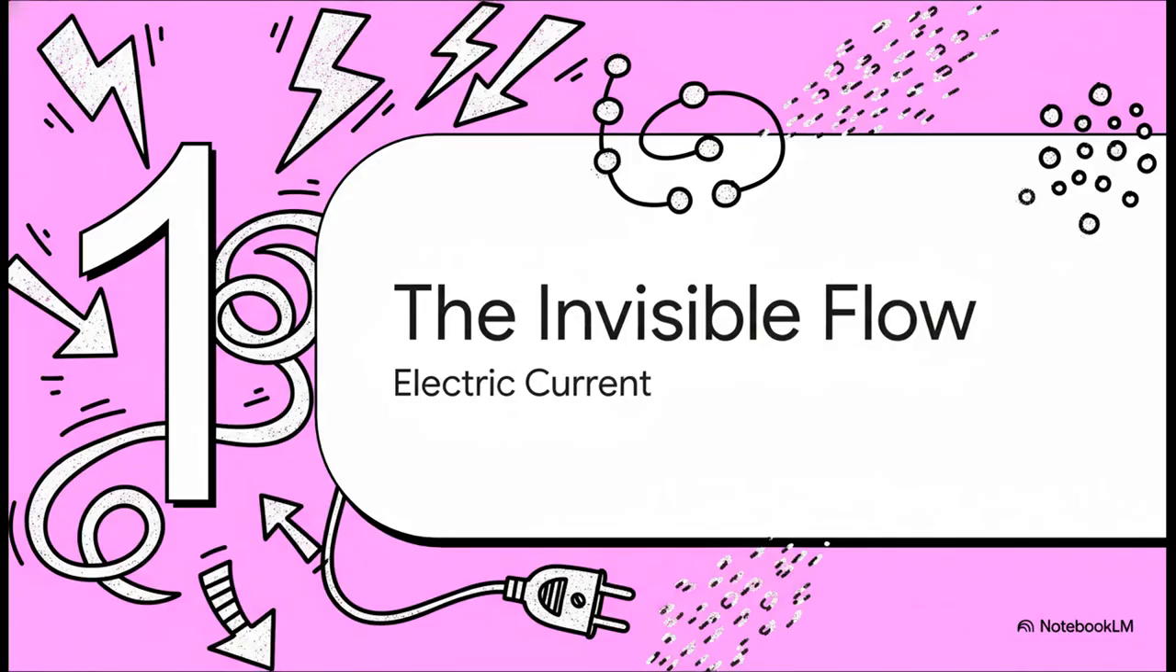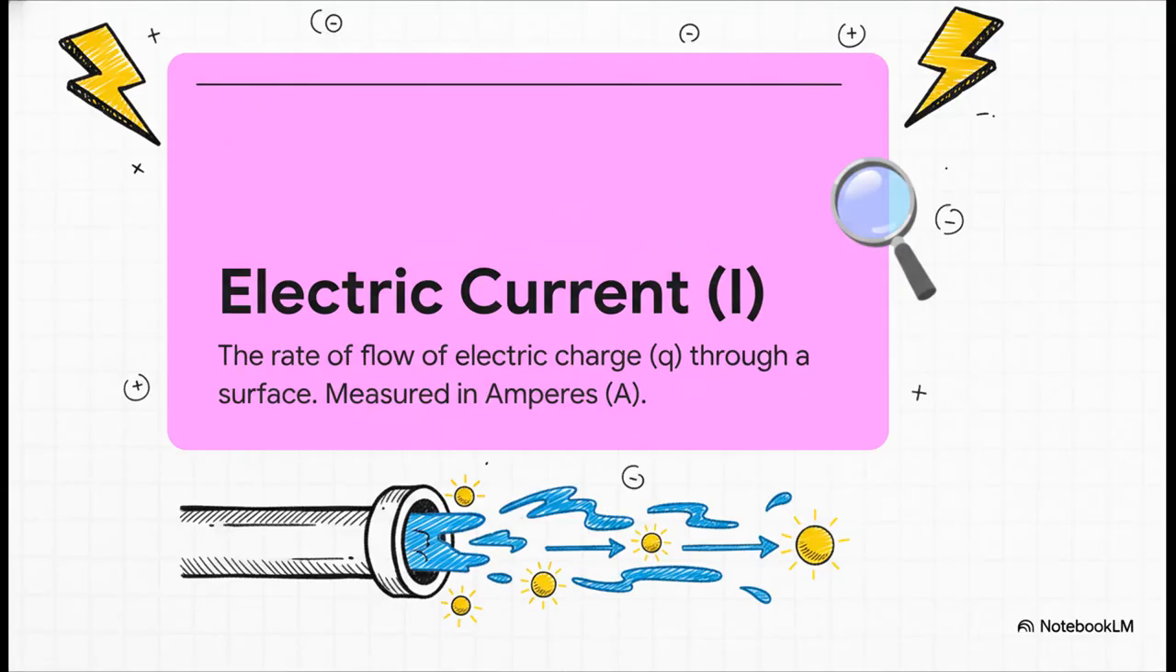So, to get started, we first have to wrap our heads around the idea of flow. In the world of electricity, this isn't just any flow, it has a very specific name. And that name is electric current. Honestly, the best way to picture it is to think about water flowing through a pipe. Electric current is exactly like that. It's just the amount of electric charge that's zipping past a certain point in a certain amount of time. The more charge that flows by every second, the higher the current.